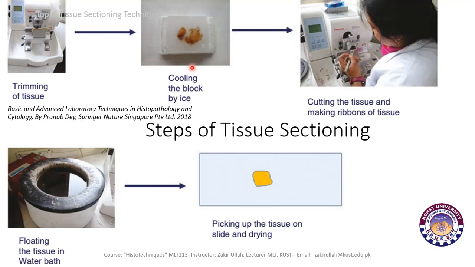After cooling the block, small sections of the tissue are prepared and the ribbons are made. Then the ribbons are moved to the flotation chamber. This flotation chamber removes the wrinkles from the ribbons and the ribbons get straightened. After that, these are picked up with dry slides and kept for drying.